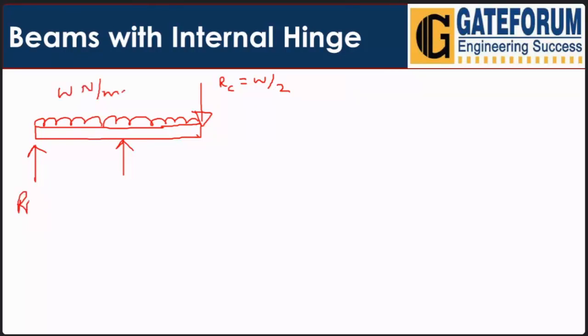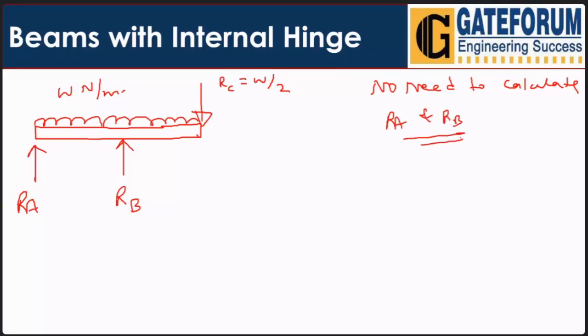So there is no need to calculate RA and RB. Why is there no need to calculate RA and RB? Because we don't need their values. We need to find the value of bending moment only at point B.